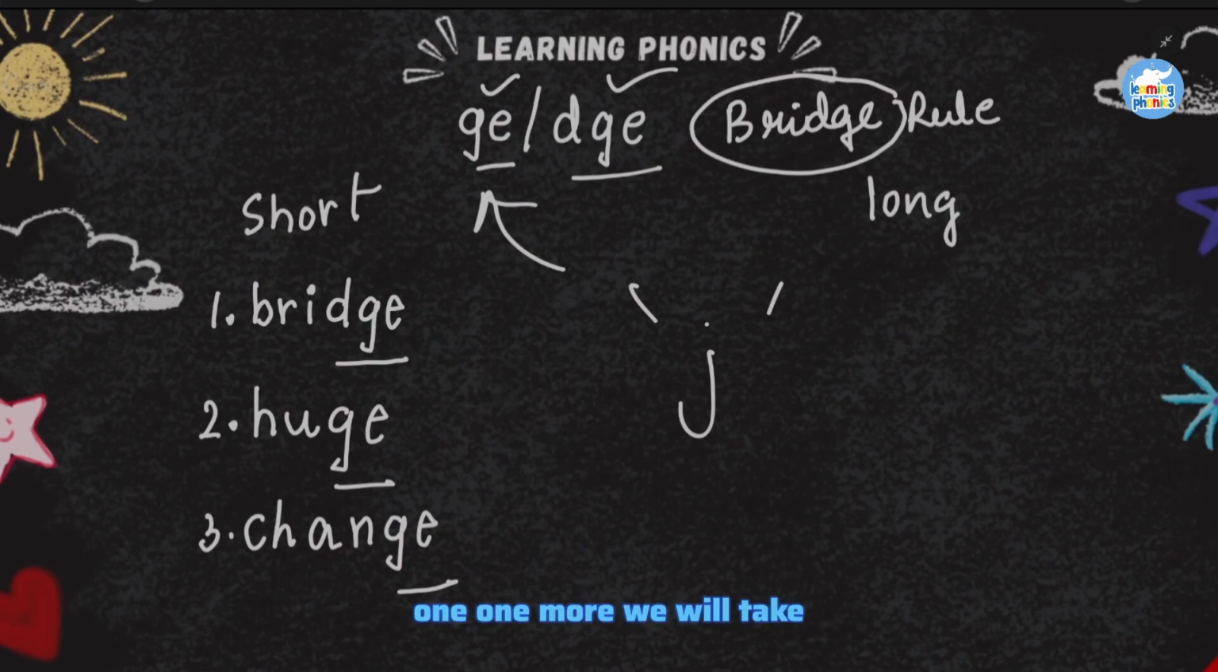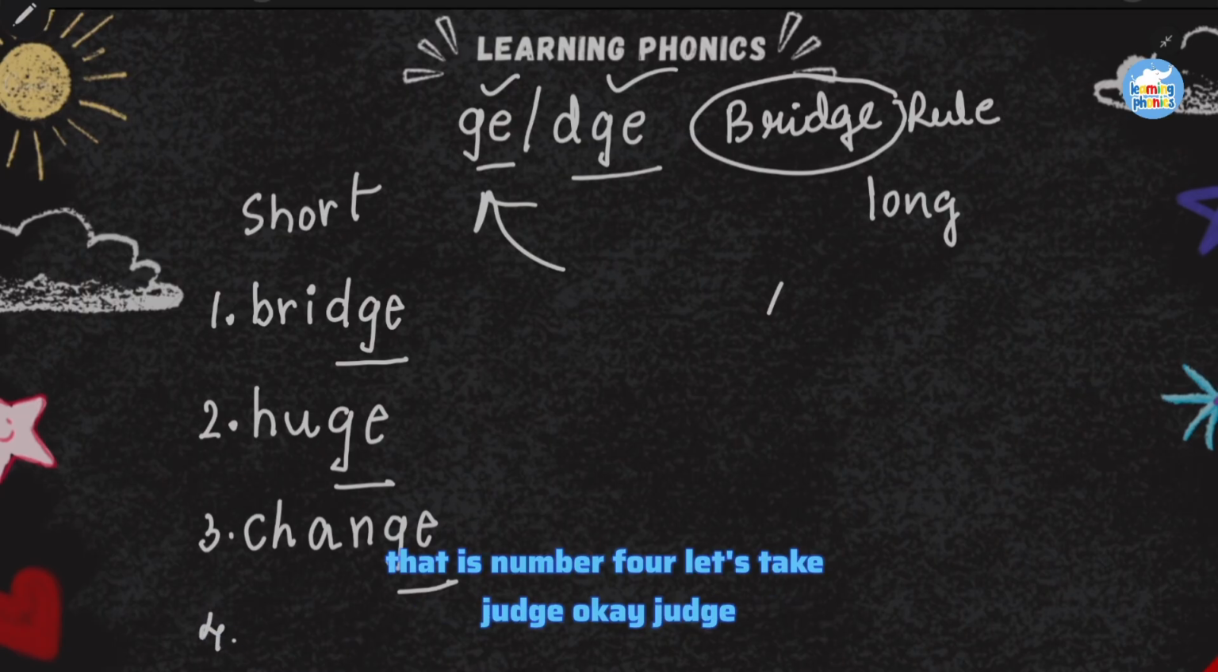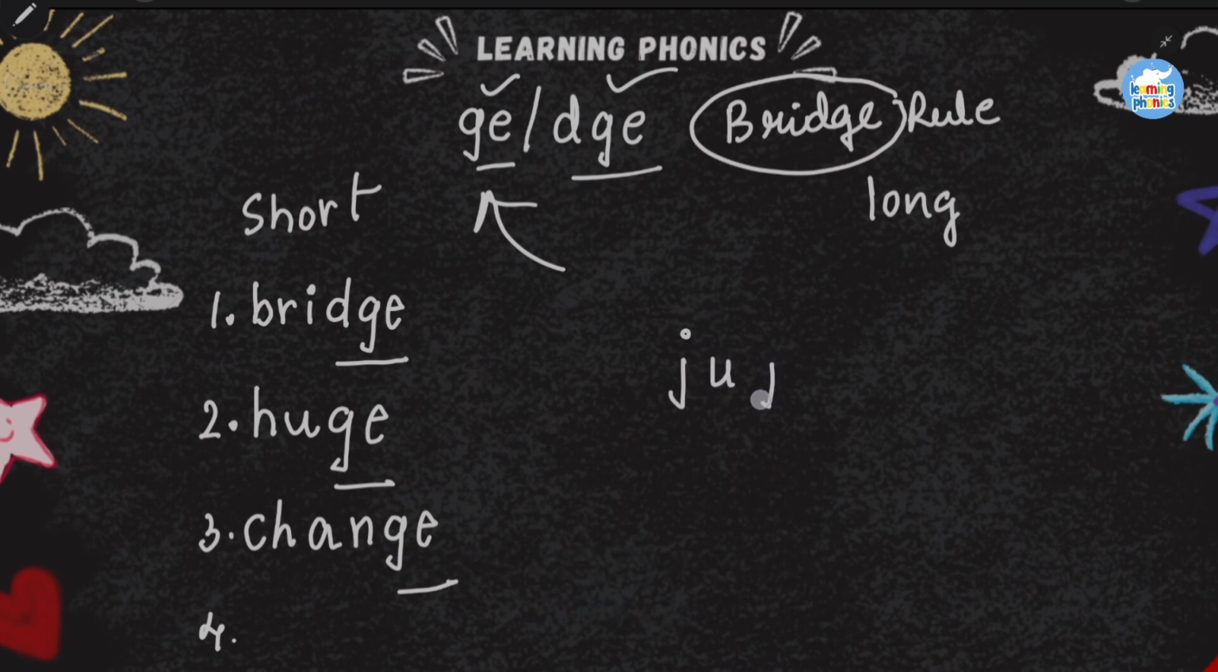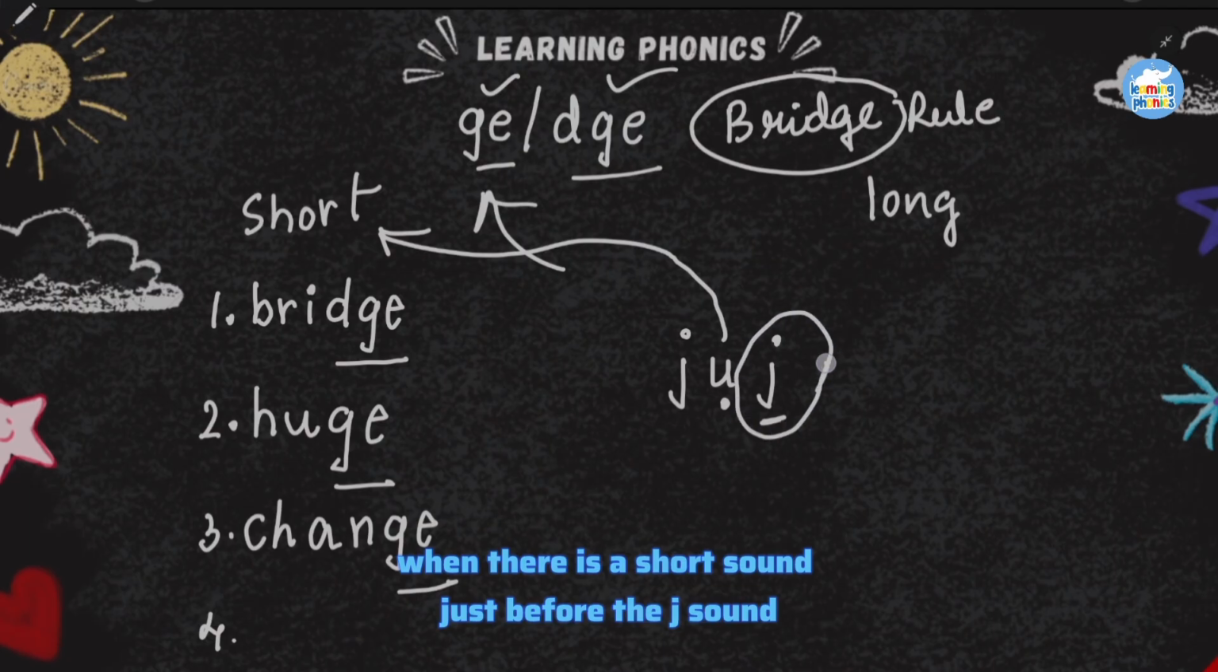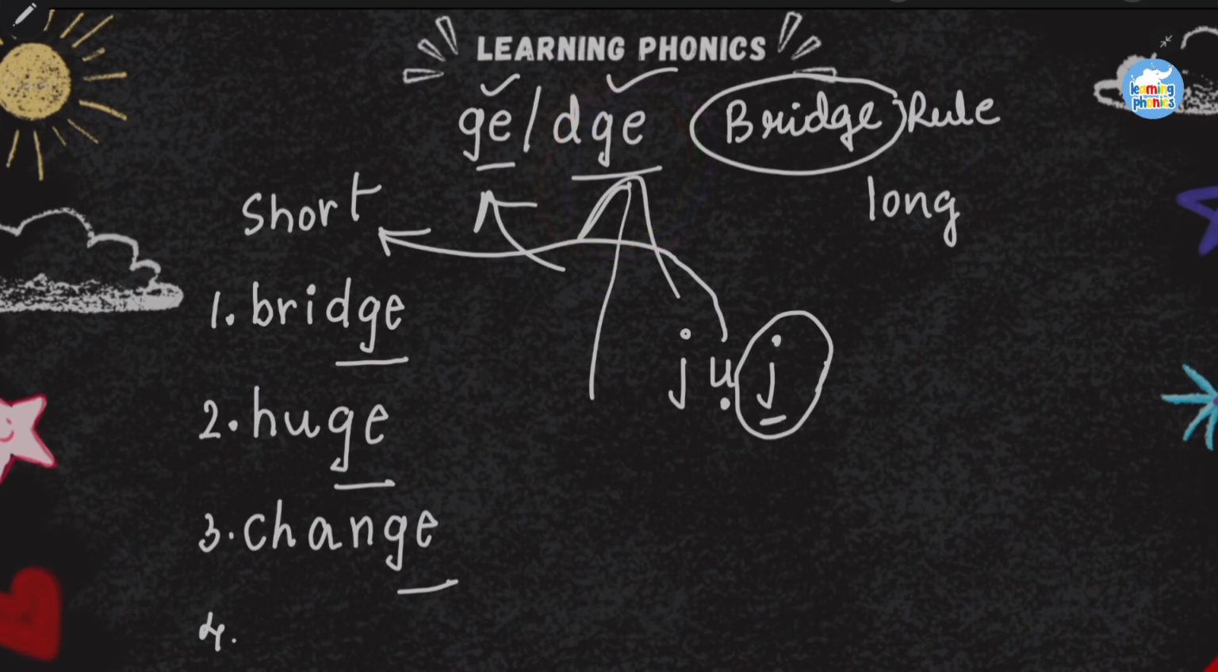One more we will take, that is number 4. Let's take judge. How do you write judge? Break the sounds: J, u, j. Before the J, what's the sound? U. Is U making the short sound or the long sound? It's making the short sound. So what are we going to do when there is a short sound just before the J sound? You're going to use the DGE letters. J, U, D, G, E. That is correct.